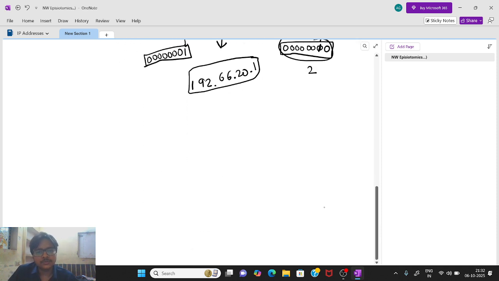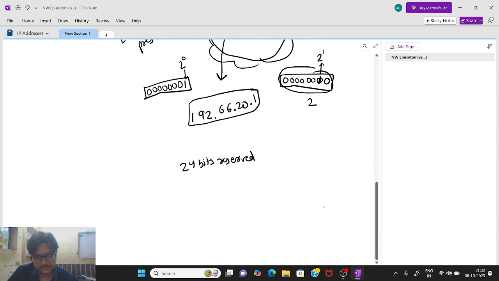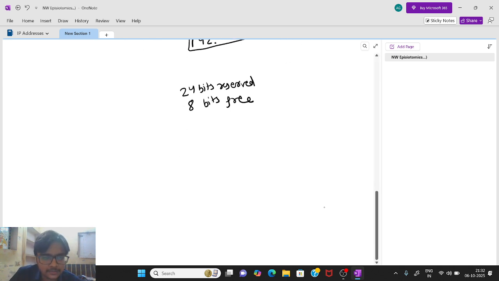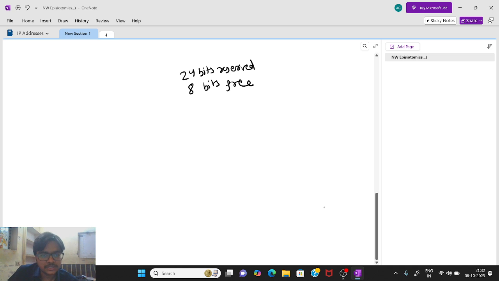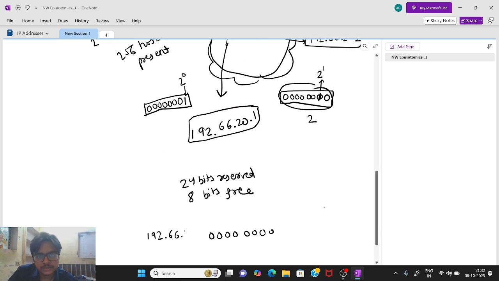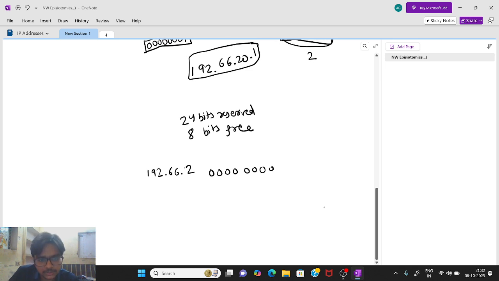Now one more thing. There are 24 bits reserved here. This is not a hard rule. You can reserve as many bits as you want. Now 8 bits are free. So here you can see, if you put all zeros in the free bits, all zeros, and the 192.66 dot, what was it, 20. Yep, dot 20. And now if in the last 8 bits you put all zeros.